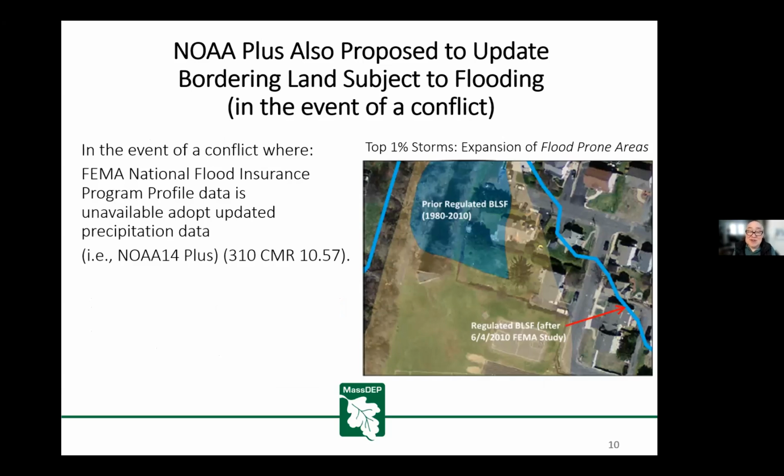We're proposing to make a similar change in Land Subject to Flooding. Right now with Land Subject to Flooding, we're proposing to continue to rely on the FEMA flood insurance profiles. And then in the event that there is no flood profile for a particular area, which often happens with BVW, we're proposing to continue to rely on the largest event observed or recorded, and then in the event of a conflict, an engineering analysis, except that you would use NOAA Plus instead of the 7-inch storm in 24 hours. Just a quick note, because this has come up in a couple of other presentations.